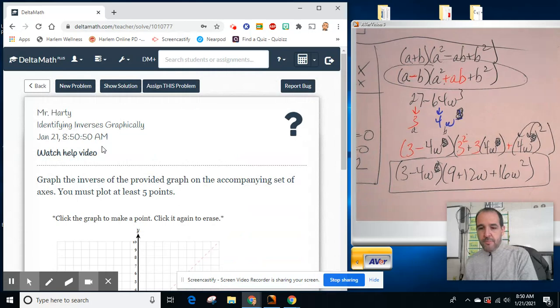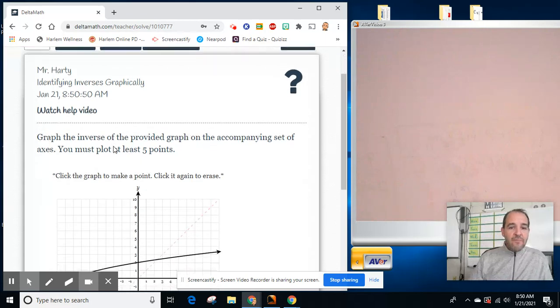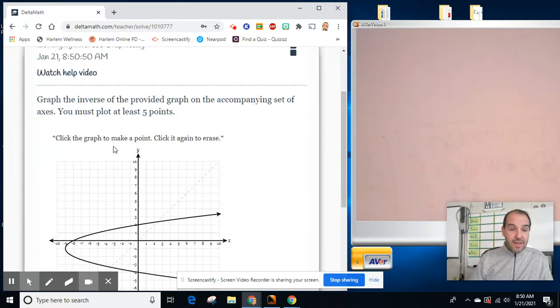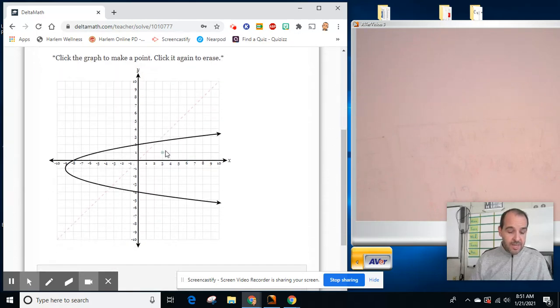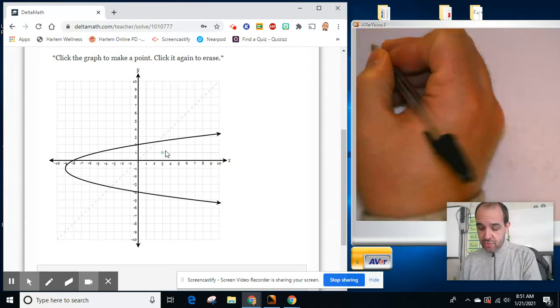All right, next one. Let me move these out of the way here. We'll keep a clean sheet ready. Graph the inverse of the graph provided on the accompanying set of axes. You must plot at least 5 points. Like, holy moly. Best way to do this, by far. Don't try to just do it on the sheet.